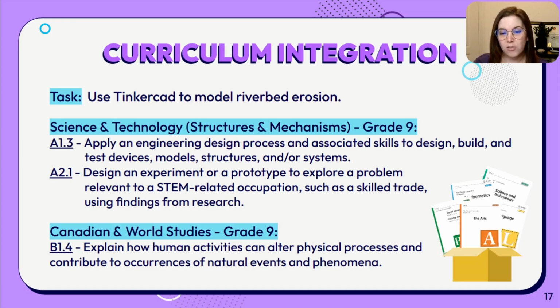This activity also connects nicely to Canadian and World Studies, asking students to explain how human activities can alter ordinary physical processes and contribute to occurrences of natural events and phenomena. Students could model specifically how erosion could be worsened by human activities, resulting in devastating floods and other ecological disasters. And again, you could make connections to the arts curriculum, math, language, and other subjects, depending on how big you wanted this project to be.